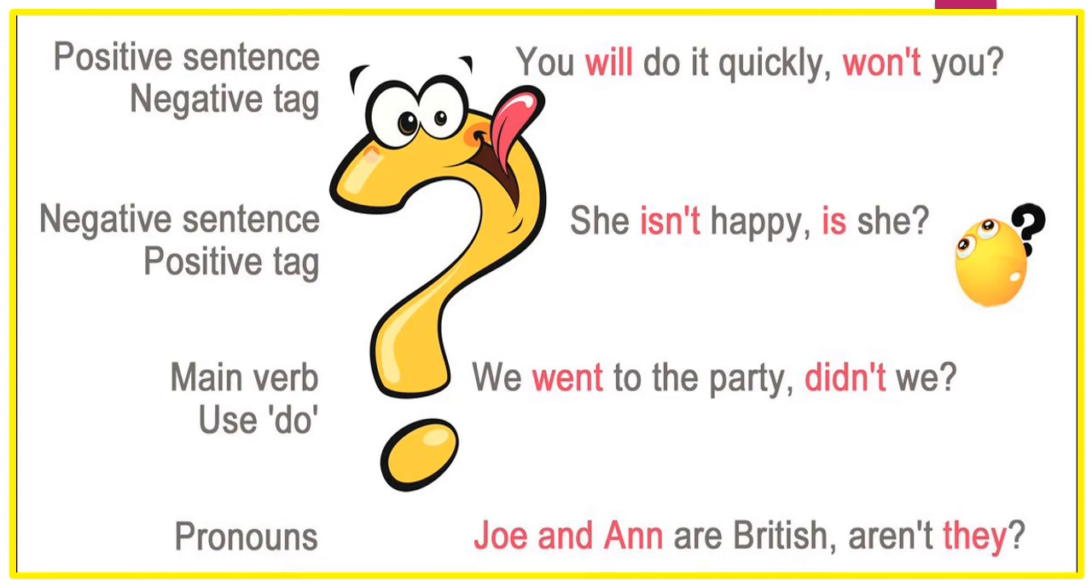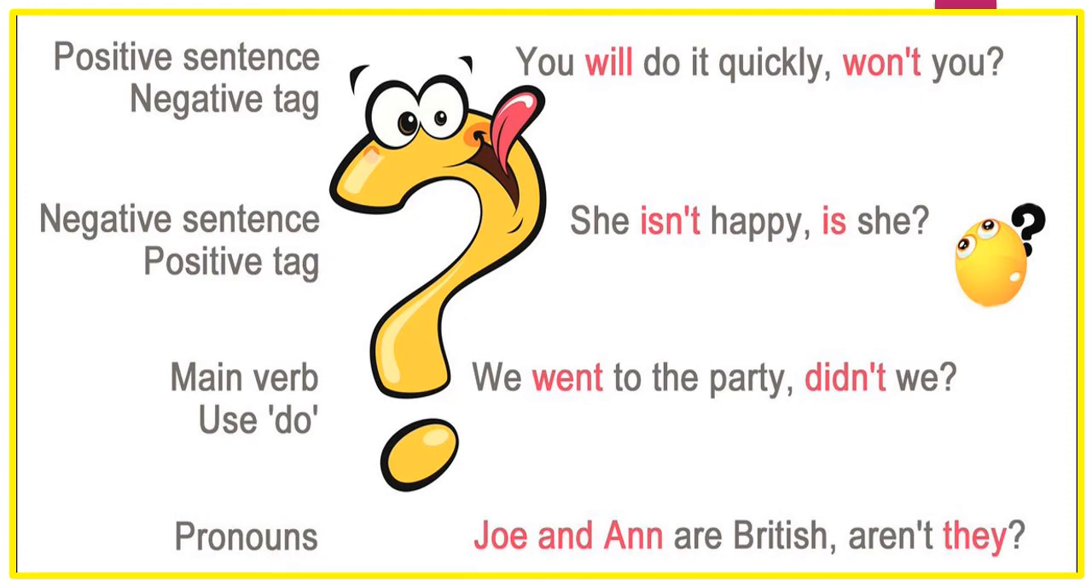So you can make the tag as won't you. Will is the auxiliary. Then to make it negative, we have to add not. So will plus not makes it won't. The subject is you. So won't you. So always remember, a positive sentence takes a negative tag.